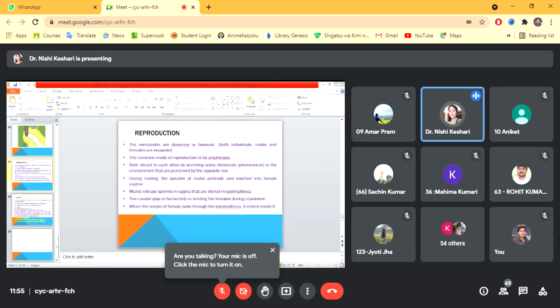In some cases, hermaphroditism is also found. Hermaphroditism means there is only one individual having both the sex organs, male and female, both sex organs present on the same individual, and this is the phenomenon where the individual is preferably a female that has developed the male organs. So this is found in some cases, not in all.